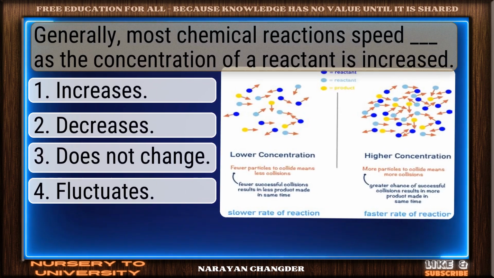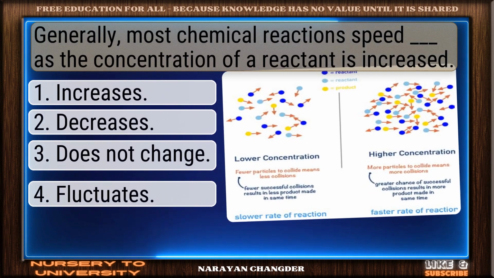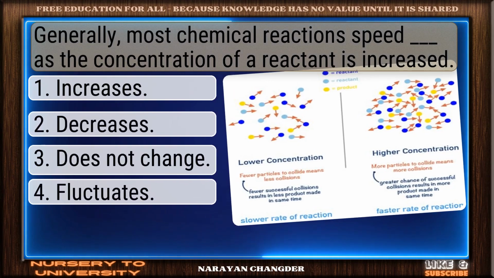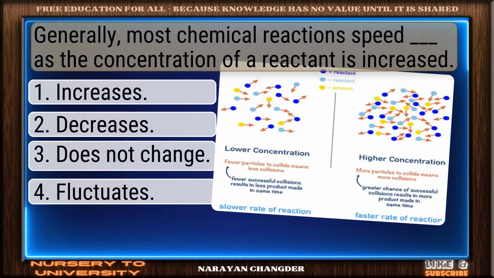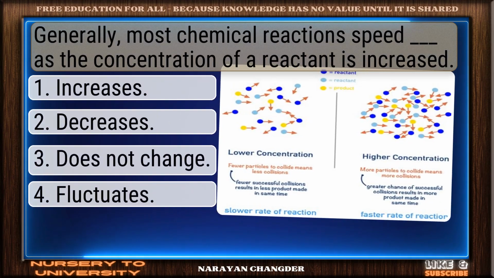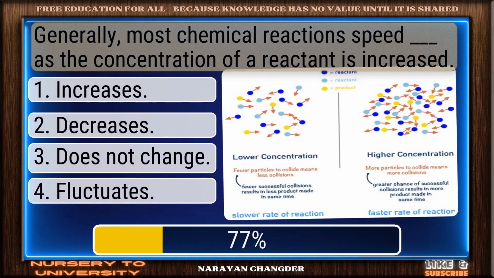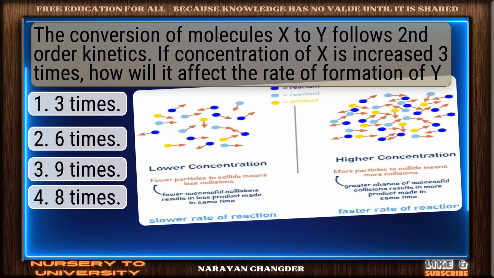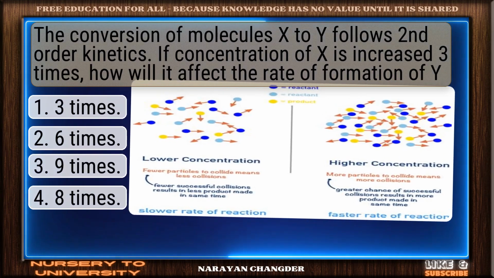Generally, most chemical reactions speed dash as the concentration of a reactant is increased. Option 1, increases. Option 2, decreases. Option 3, does not change. Option 4, fluctuates. Yes, increases is right.